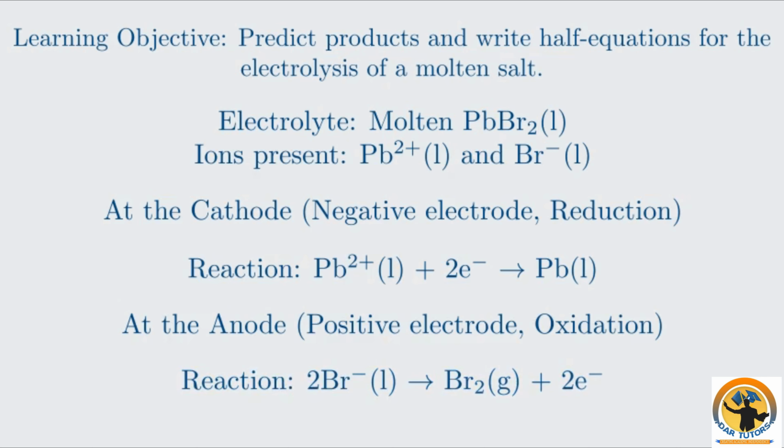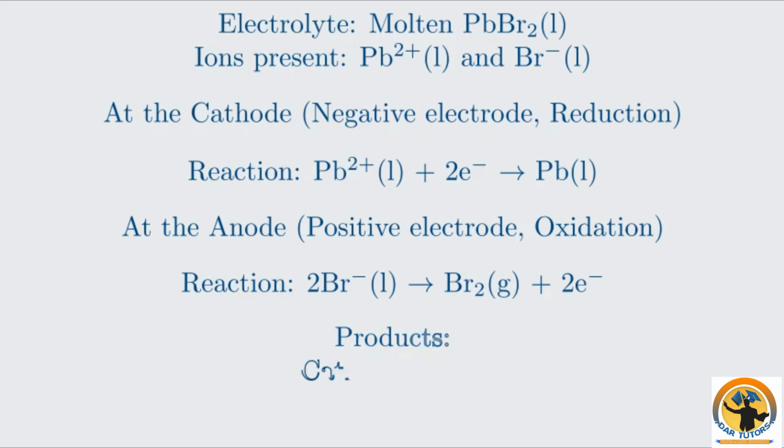So, the products of the electrolysis of molten lead(II) bromide are molten lead at the cathode and bromine gas at the anode. We've successfully predicted the products based on the charge of the ions. Let's quickly look at another example. What are the products of electrolyzing molten aluminium oxide, Al2O3?